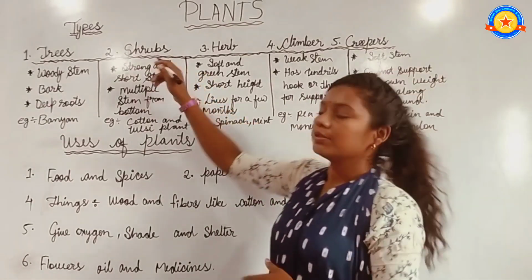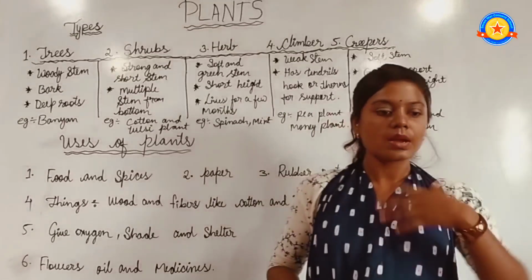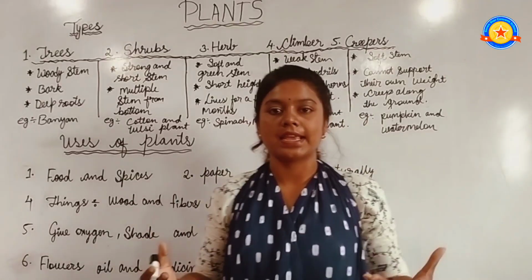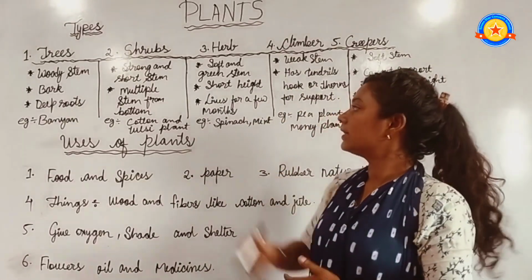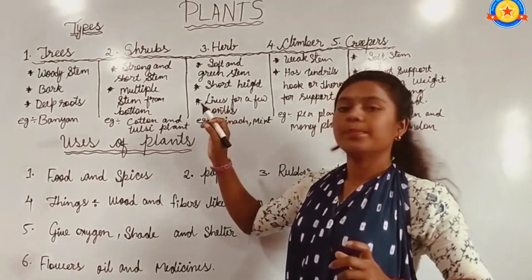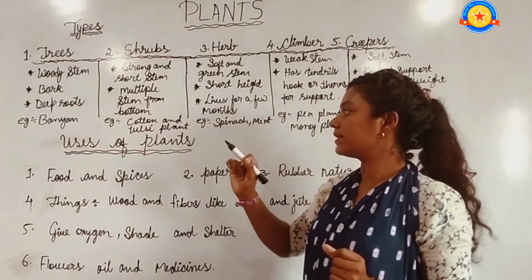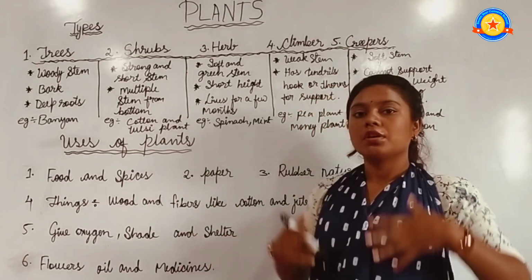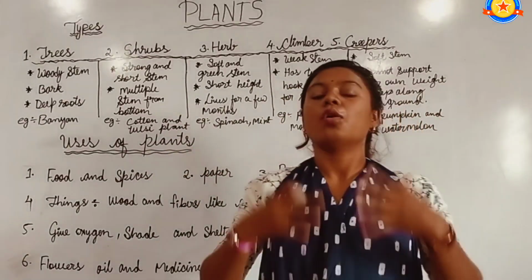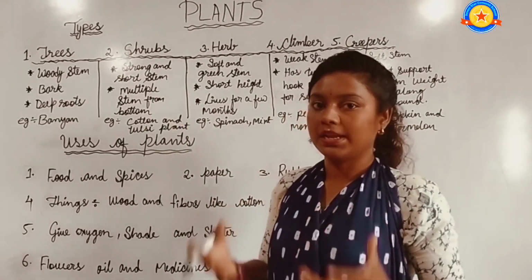Next we will talk about shrubs. What are these shrubs? Shrubs are small plants with thin branches and a thin stem. They have a strong but short stem, and multiple stems at the bottom. Examples are the cotton plant, tulsi plant, rose plant or hibiscus plant. These are the examples of shrub plants.